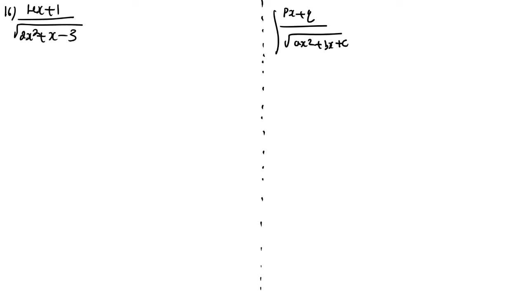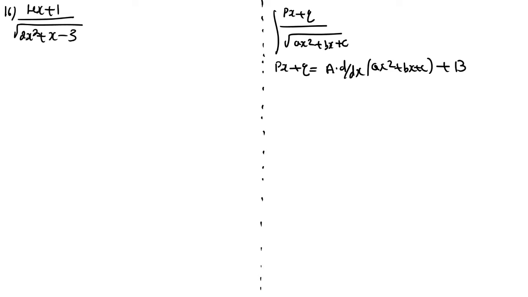But here see, numerator px plus q is there. What is the procedure then to solve this one? You need to write px plus q is equal to a into d by dx of the denominator term ax square plus bx plus c, plus b. Then comparing the coefficients, you need to rewrite px plus q in terms of a into d by dx of this term plus b.